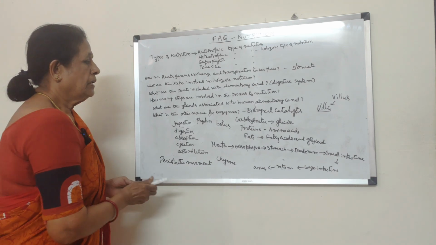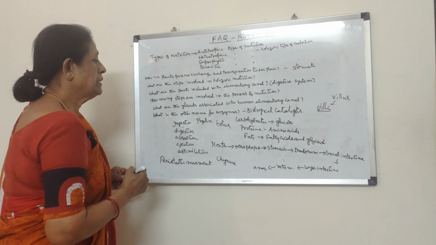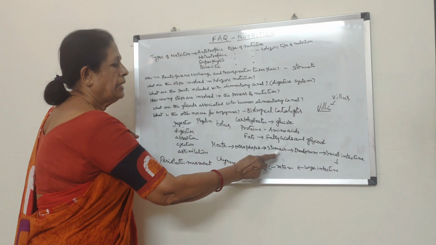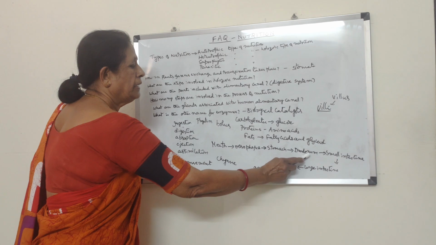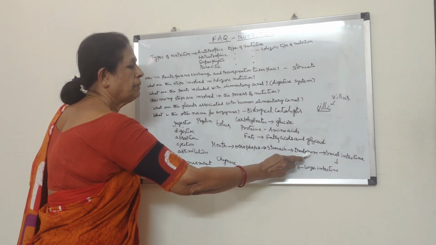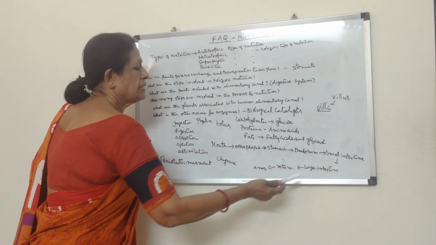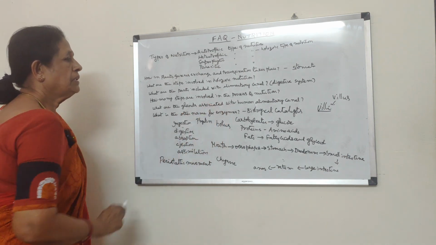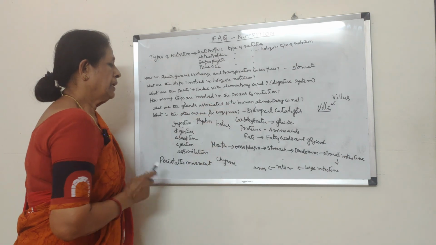Okay, in this way, various glands are associated. That means the salivary glands here, gastric juice here, and in the duodenum bile juice and pancreatic juice, and in the small intestine intestinal juice. Various glands are associated with the human alimentary canal.